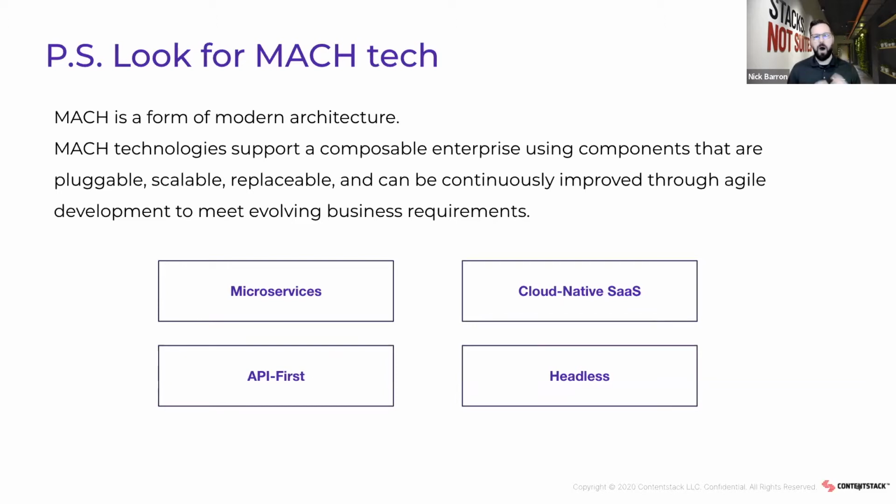And when we're thinking about these different composable elements, we want to focus on MACH technologies. So MACH is a real modern architecture, right? And you can see here it's based on microservices, API first, cloud native, and headless, right? So when all of those things are combined, you have a true MACH technology, and that is going to allow us to connect all these things together.